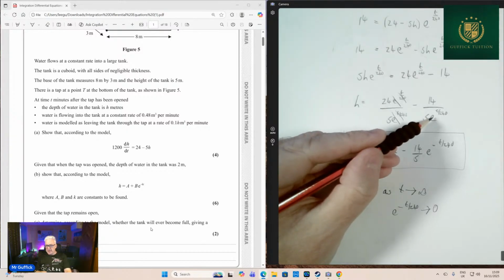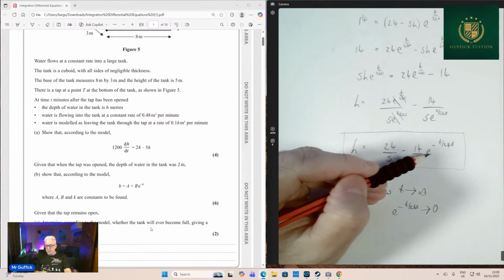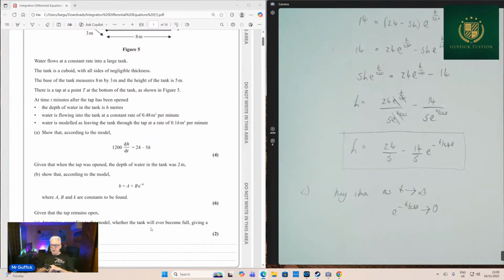And this e^(t/240) can be brought up to the numerator and written in the required form. It's going to be e to the minus 1 over 240 times t. And that's it. We've done it. We've got that in the required form now, because we've got h is equal to 24 over 5 minus 14 over 5 e^(-t/240). So that is that one done, part B.